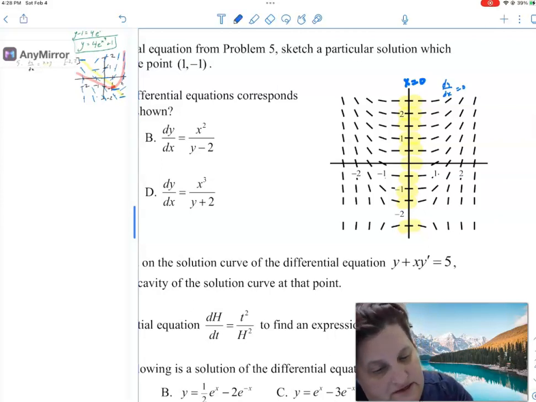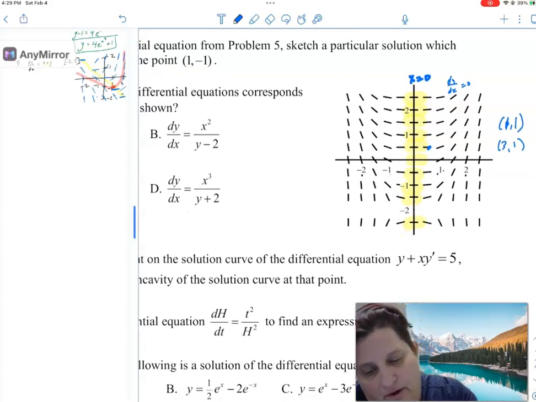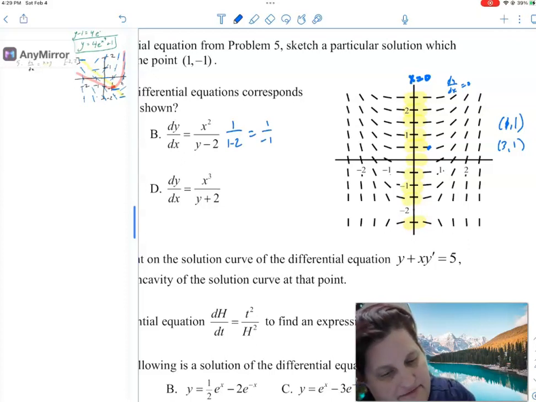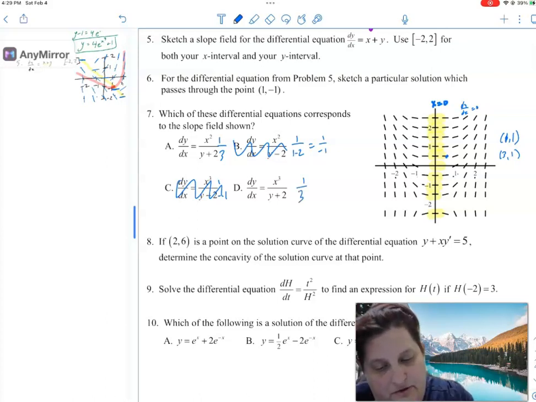Now, let's compare a couple points. The point 1, 1 has a very, very flat slope, whereas the point 3, 1 has a very big slope. So maybe this is another way you could do this, so maybe I'll try these. The point 1, 1 has a very flat slope. It's not that one. Could be that one. Nope. Okay, so it could be A or D.